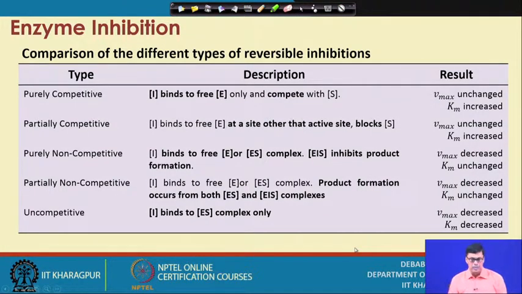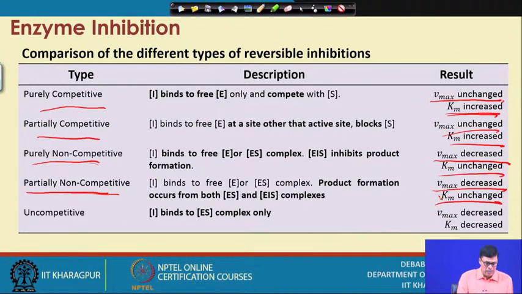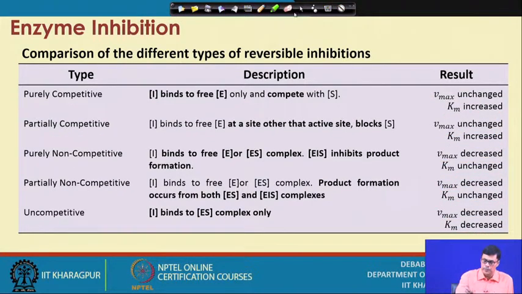Now this is summarized in this particular table. In purely competitive inhibition and partially competitive inhibition, both cases are the same: Vmax unchanged, Km increases. But in the case of purely non-competitive inhibition and partially non-competitive inhibition, Vmax decreases, Km unchanged. Here also Vmax decreases, Km unchanged. But in the case of uncompetitive inhibition, Vmax decreases, Km also decreases. This you should remember.